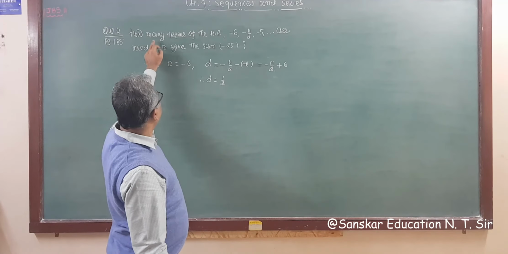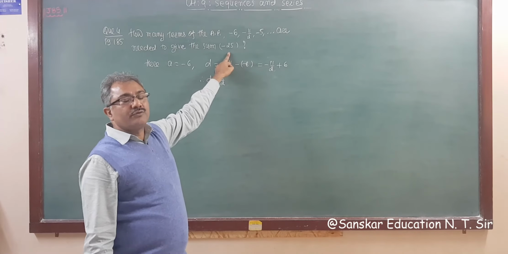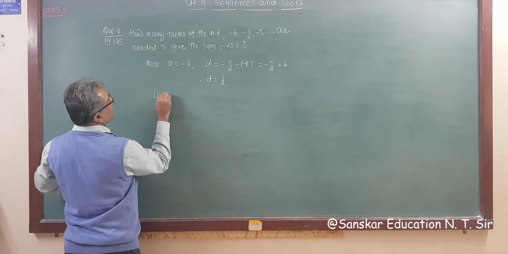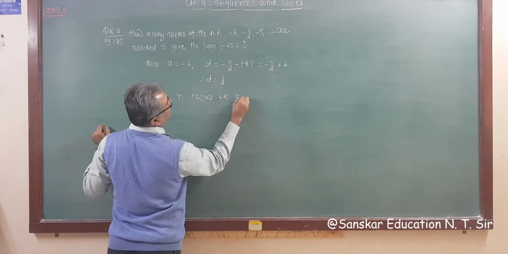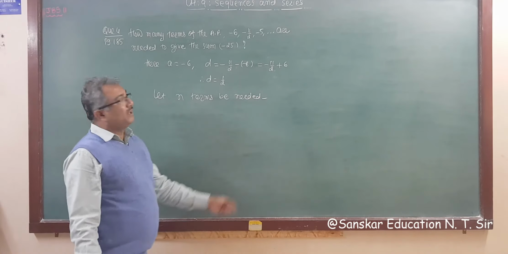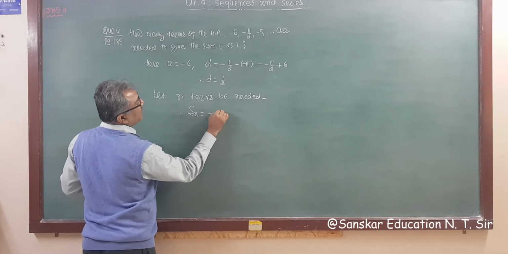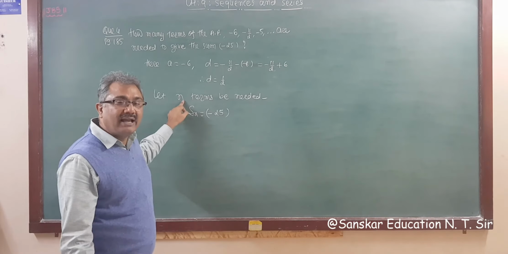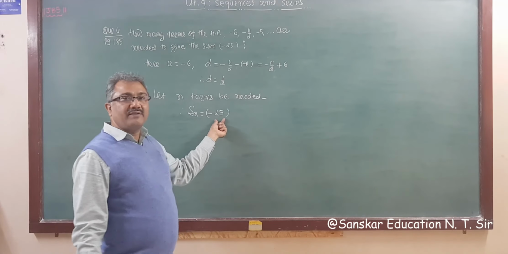So how many terms of this AP are needed to give the sum, right? So we assume that suppose n terms are needed, right? So we assume that let n terms be needed. Right? So Sn will be minus 25. So it is given Sn is equal to minus 25. It means we have to find out the value of n. How many terms are needed for the sum of the AP to be minus 25, right?